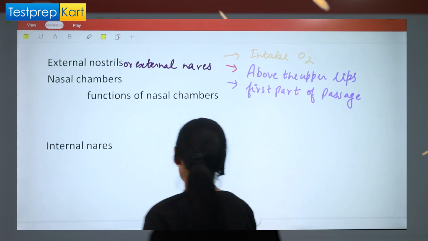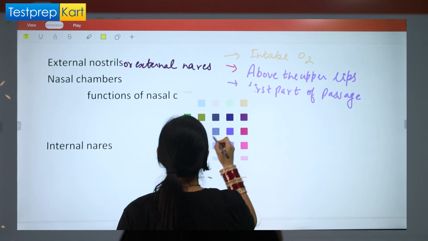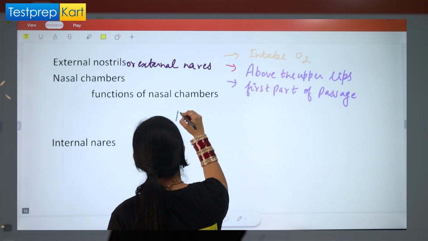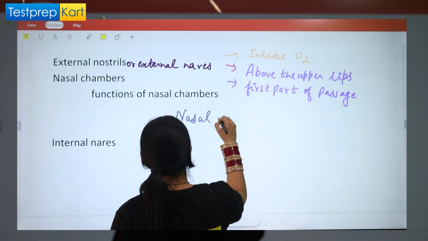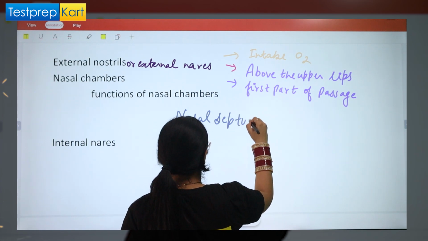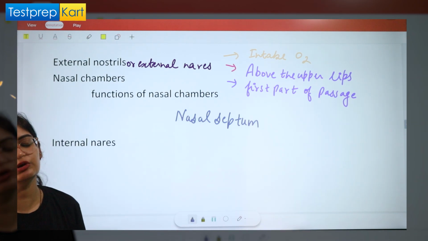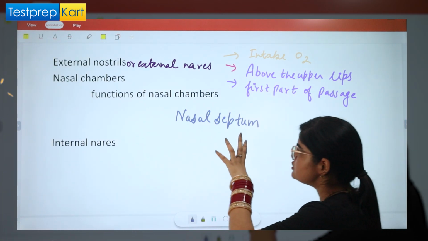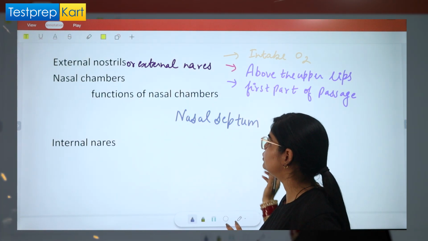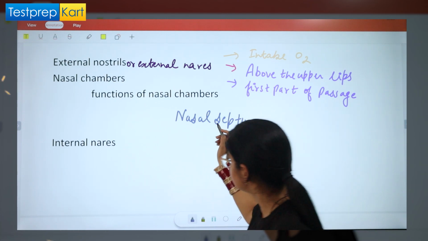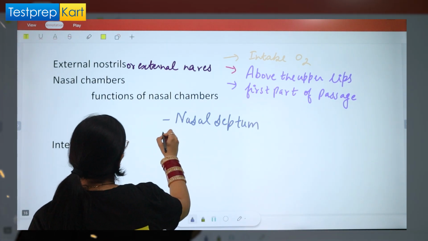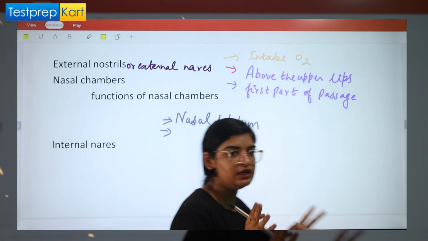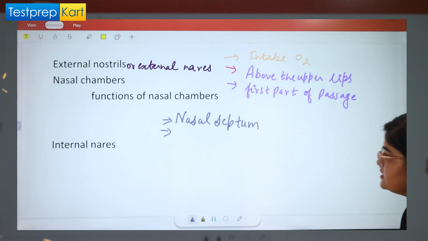Nasal chamber. When we discuss the points of the nasal chamber, we can say that the nasal chamber has a nasal septum, right? The nasal septum is present in the middle and divides the nasal chamber into two halves. So air which enters by the external nostrils is carried towards the nasal chamber. Inside the nasal chamber there is a nasal septum, and this nasal septum helps in bifurcating the nasal cavity.